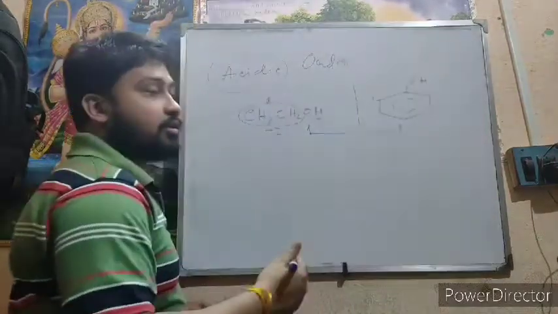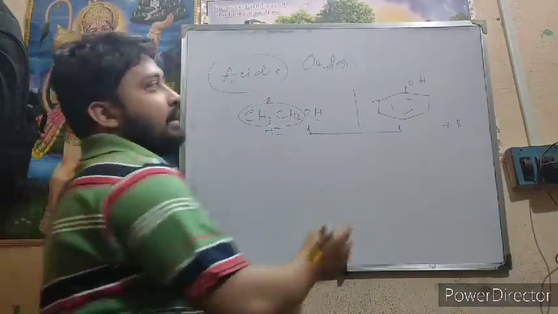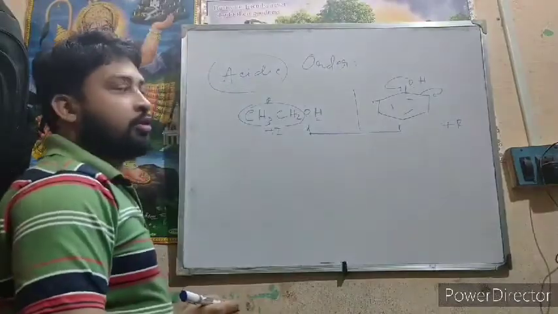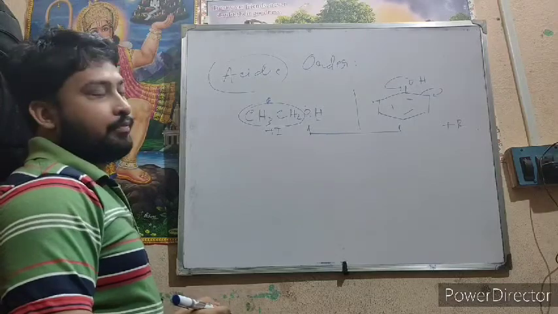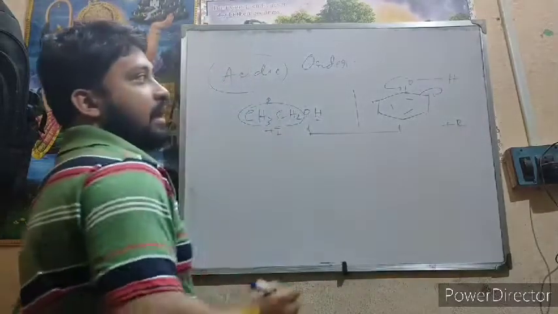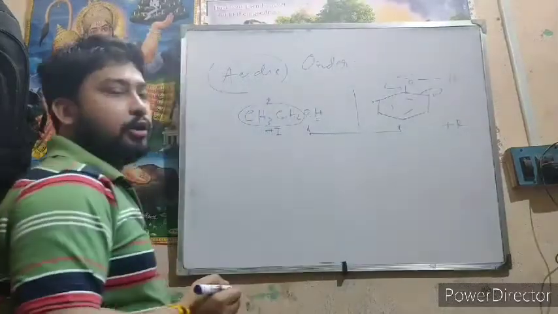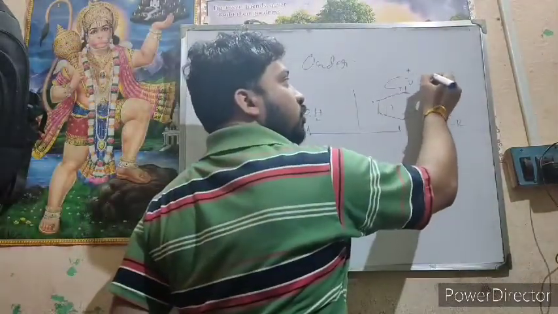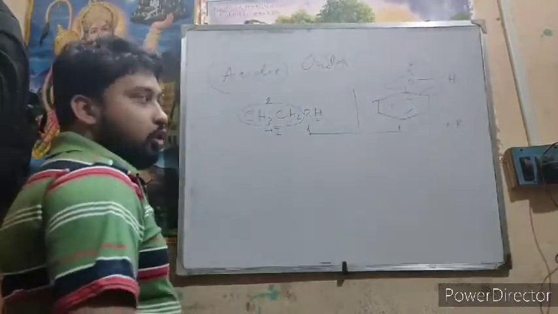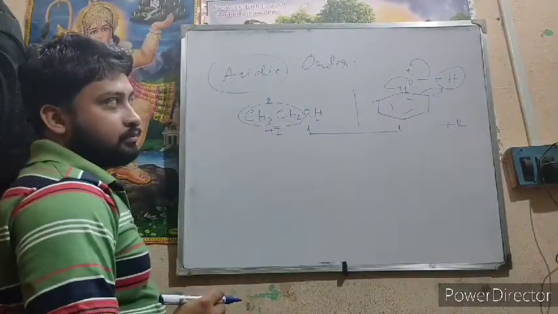But on this group, resonance occurred, plus R effect occurred. For this reason, the electron on the oxygen is busy creating resonating structures. As it releases its lone pair to form a pi bond, the oxygen shows positive charge, so it pulls the electron from the hydrogen bond. So this hydrogen can be released easily.